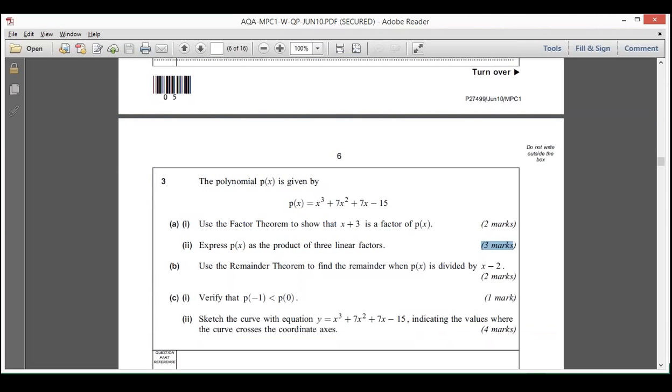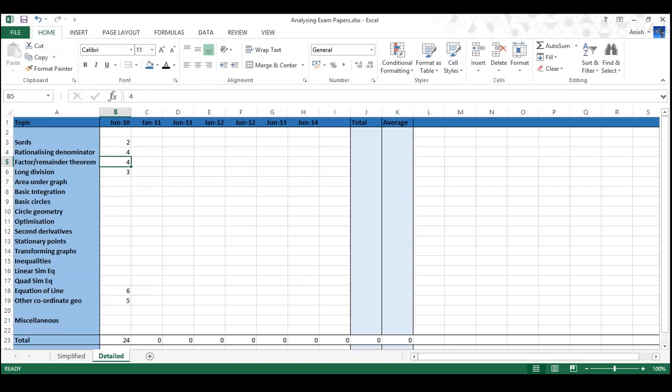So verify that p of -1 is less than p of 0. I'm going to put that under factor theorem. I'm going to add it into there. Right, I could put in miscellaneous, but all you need to do is you need to substitute -1 into there and 0 into there. It's kind of what you do for the remainder theorem. So I'm going to add that one into that. So make that into 5.